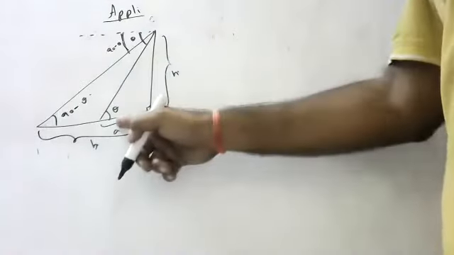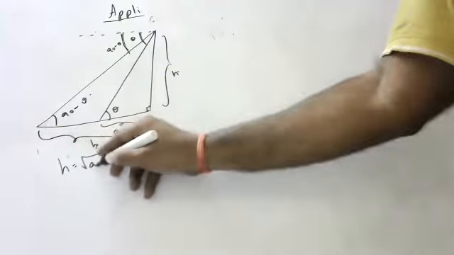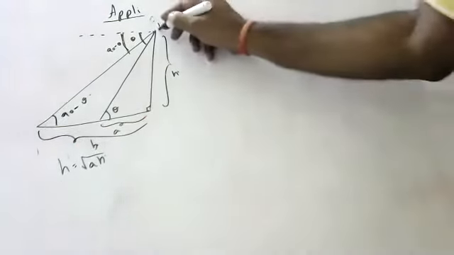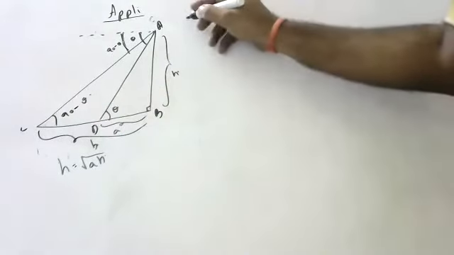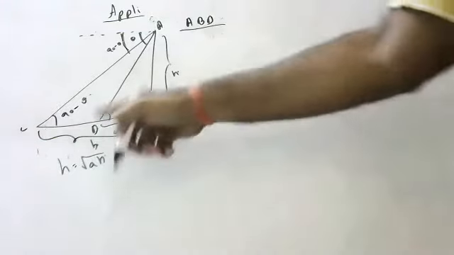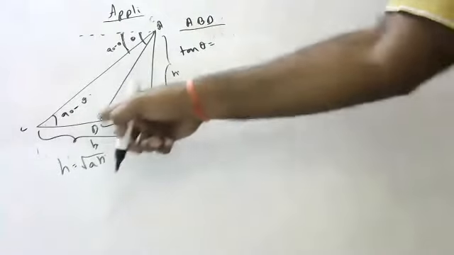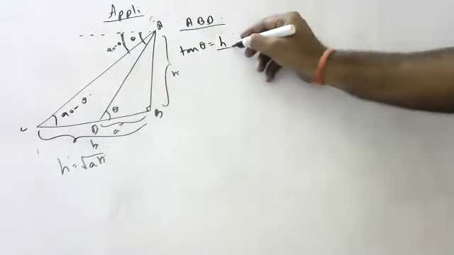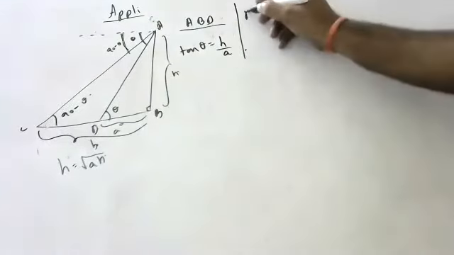He gave one distance as A, one distance as B. He is asking us to prove that H is equal to root of AB. This is the question they're asking. For triangle ABD, Bhavika, can you say what is tan theta? H by A.